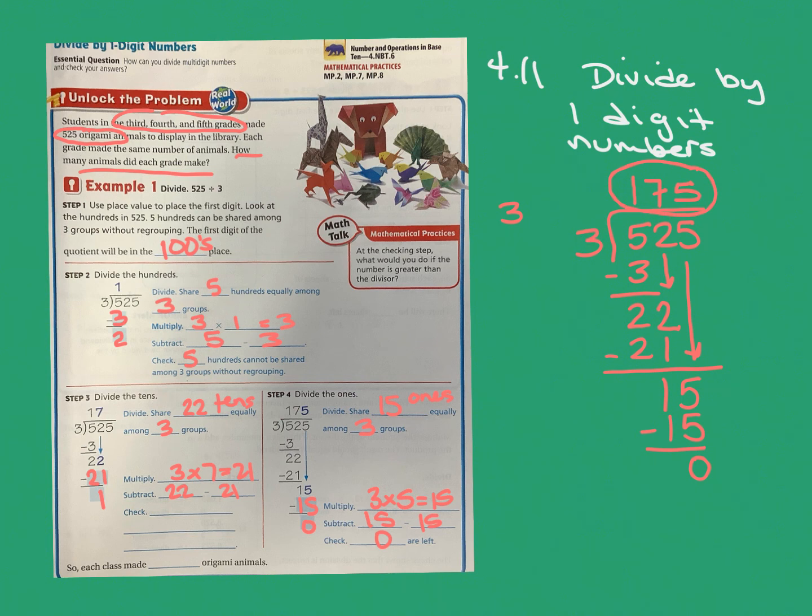This means 3 times 175 will equal 525. And I could check that if I wanted to and calculate to make sure that I didn't make any errors. This means that each of the grade levels made 175. The 3rd graders made 175 origami animals. The 4th graders made 175, and the 5th graders made 175. The 3 different groups, each group made 175. That's how we got 525 total.